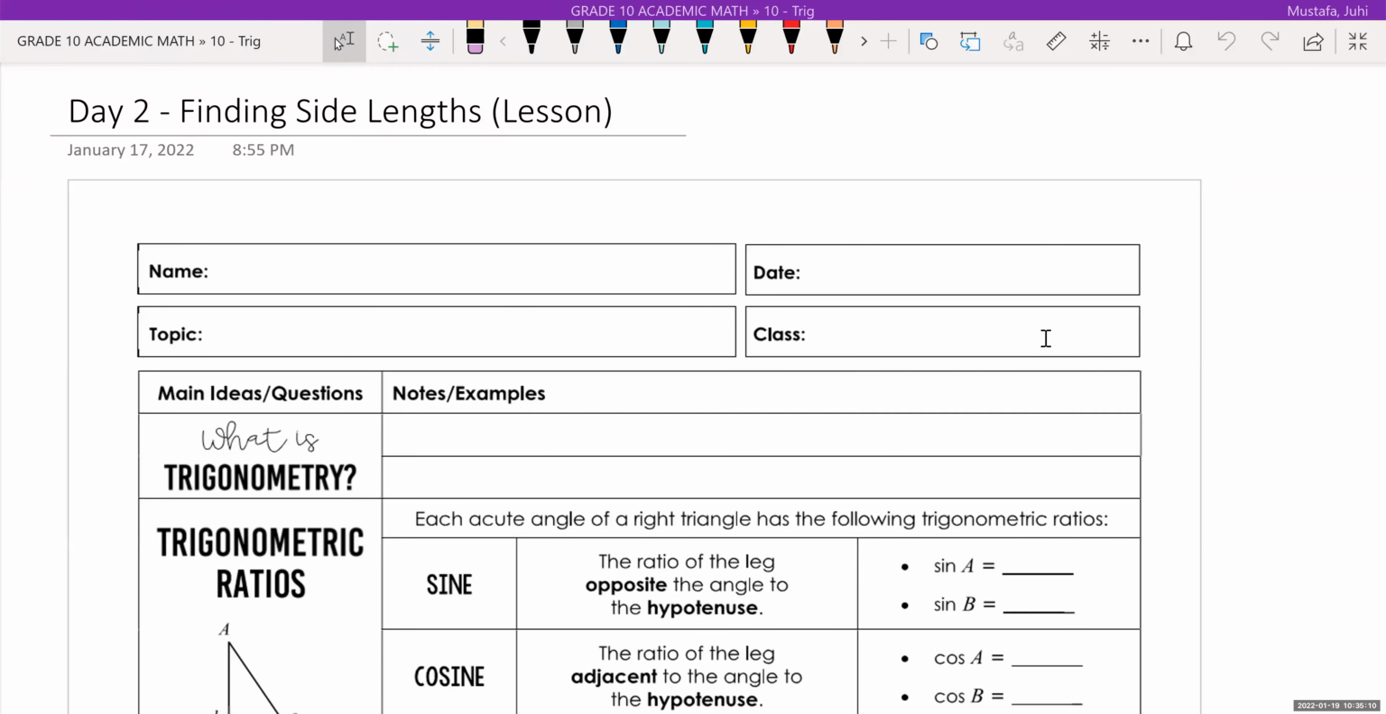Okay, so last on Monday, when it was supposed to be an asynchronous snow day, I had left you guys a couple of links on Brightspace. I'm hoping you watched them because they were meant to help you for today's lesson.